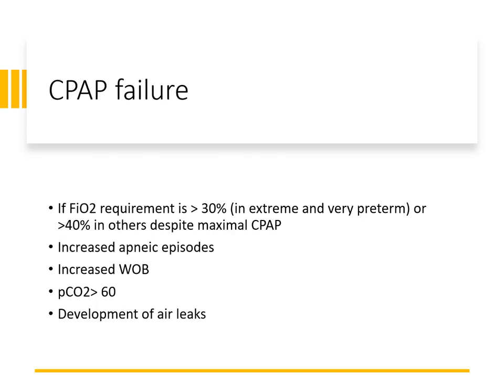So CPAP failure, when does that happen? When do we call it CPAP failure? If the FiO2 requirement is more than 30% in extremely or very preterm babies, and more than 40% in slightly bigger preterms, despite the maximal CPAP according to the unit policy. If there are increased apneic episodes, work of breathing continues to increase, which is reflected as the baby getting tired, or increase in metabolic acidosis and lactate levels. PCO2 is climbing up more than 60, or there is any development of air leaks, we'll call that CPAP failure, and the baby will need to have other modes of treatment, most likely intubation and surfactant if needed.